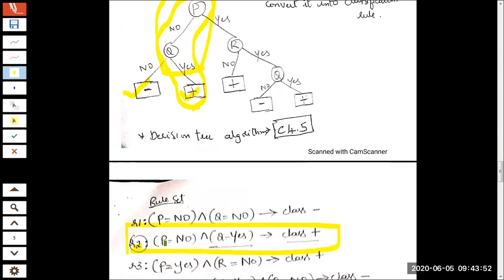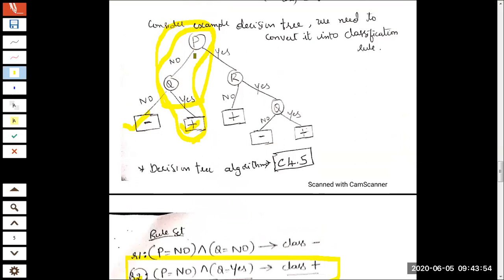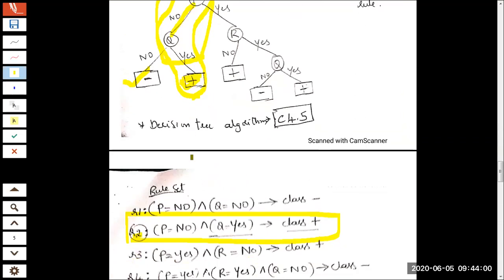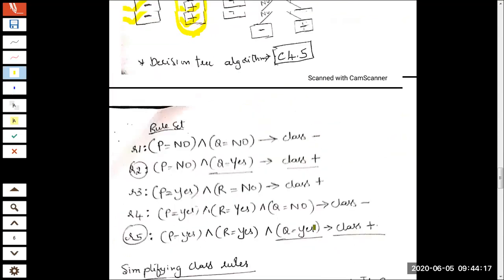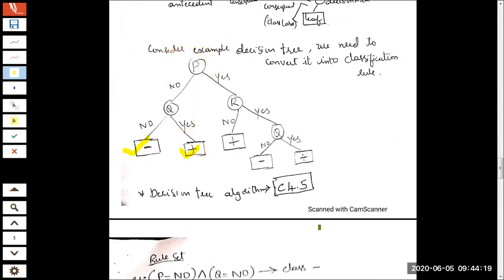So I started from the root. P equal to no. It took me to this part. I need to reach here. I need to reach this point. So I need to write and Q equal to yes. Q equal to yes. So this will take me to this part, class plus. So this was the second rule. In similar lines, I think you can derive the remaining ones. Please practice this. This was my second branch.